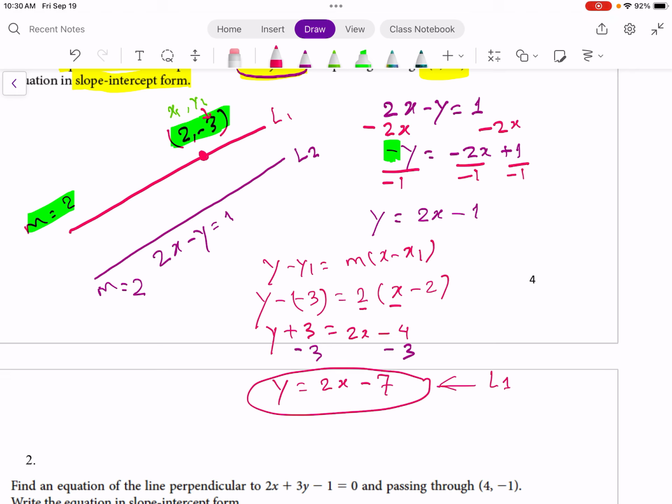And you will have exactly the same type of question on your second exam. It means you will be asked to find the equation of a line, very similar to this one. Any questions?